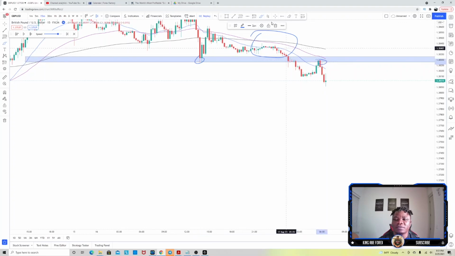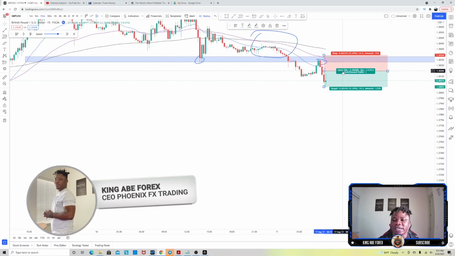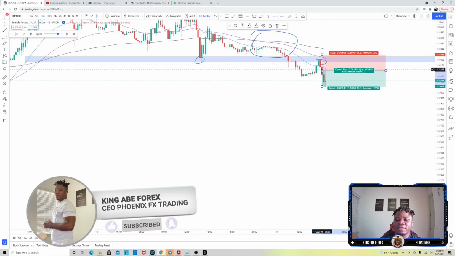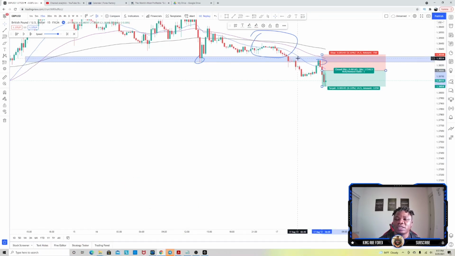Now we have our retest. Our entry is going to be right here, this candle, because this bearish engulfing candle came back down towards the 21 EMA. So that's our entry right there. Now we have our entry.